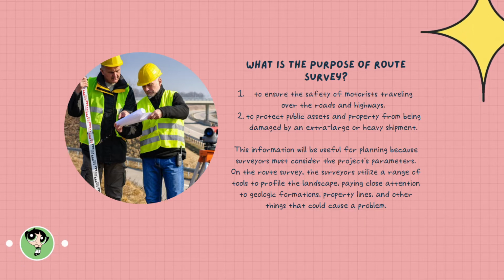As they prepare to expand services in a new area, governments or businesses will order a route survey. So the surveyors will meet with the representatives to discuss plans such as the amount of lanes in a roadway or the kind of utilities that will be installed throughout a region. This information will be useful for planning because surveyors must consider the project's parameters. On the route survey, the surveyors utilize a range of tools to profile the landscape, paying close attention to geologic formation, property lines, and other things that could cause a problem.